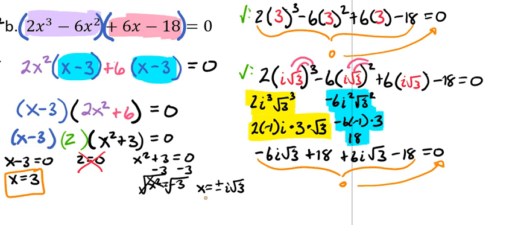And then if we do it with the negative, and we were to plug that in, the only thing that would change is that out front here, this would turn into a positive, and this would turn into a negative. And other than that, everything else would work the same. And so we have that x equals plus or minus i radical 3 is also a solution.